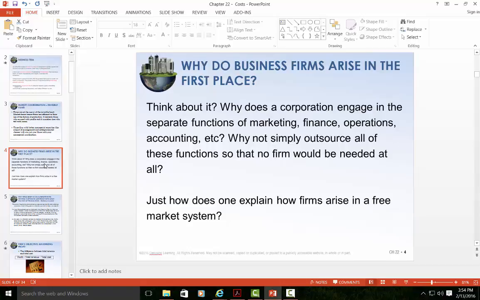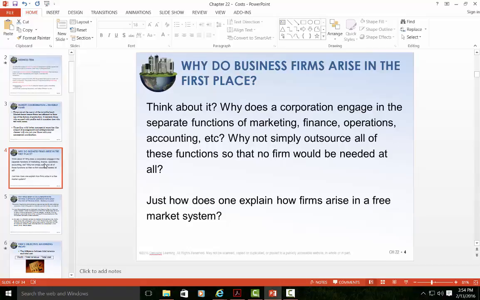Why is it that businesses don't farm out those functions, so that you have a central core which owns the business, and then all the various functions are being done by other entities? So that there's no such thing as a corporation as we understand it, with the various different departments. All of its various functions are being served by a different entity, right?